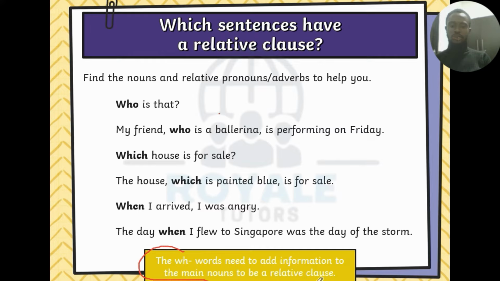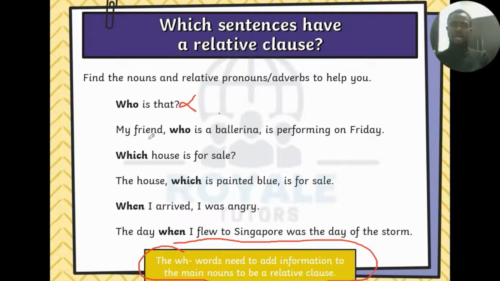The WH words need to add information to the main nouns to be a relative clause. So if they are standing alone, you can pick that. But if they are acting as extra information to the nouns in an expression, then I'd say it's good to go. All right, so let's do the first one. Who is that? Well, this isn't adding extra information to a noun in a sentence. So I'll say no.